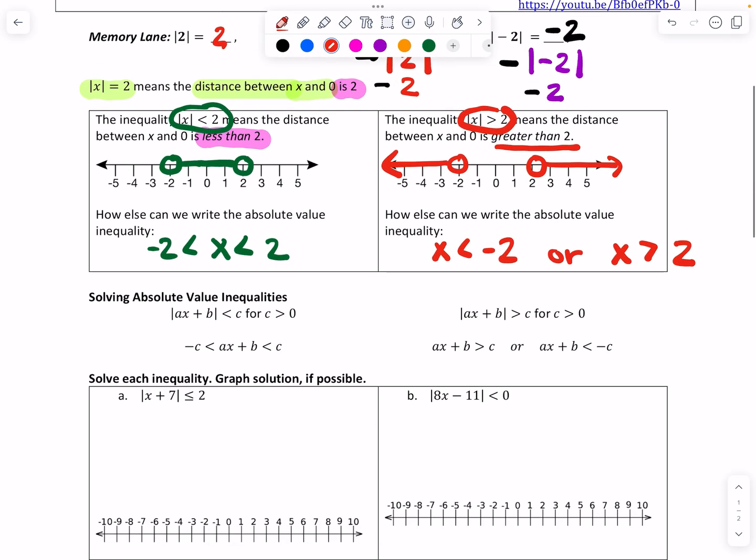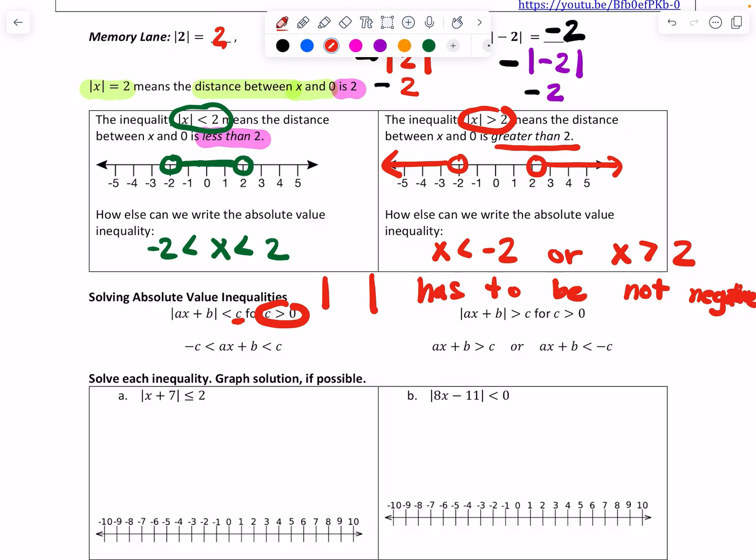So when you are solving absolute value inequalities, if you have the absolute value of some stuff with x, it could be less than some number c only if that number right here is greater than 0. Because remember, the absolute value of a number has to be not negative. Sometimes the absolute value can be 0, but it can't be a negative number.